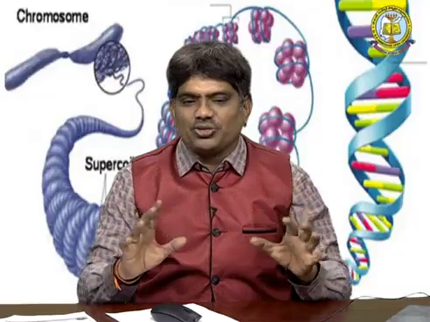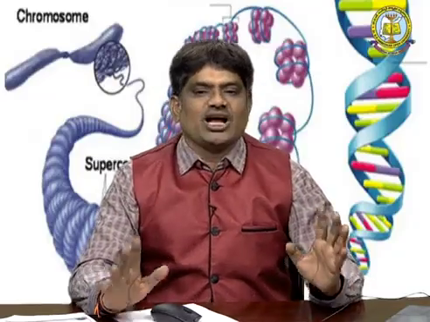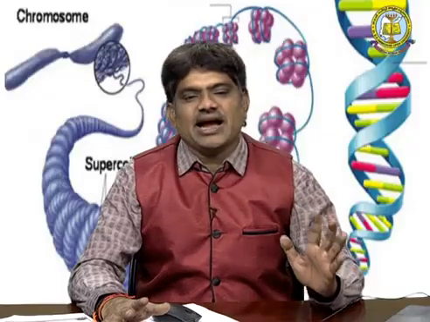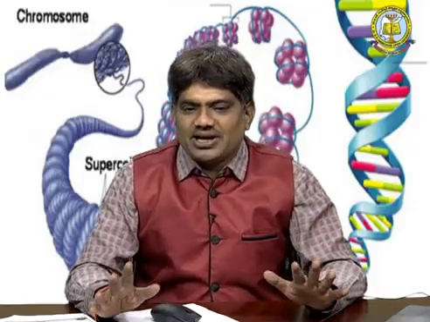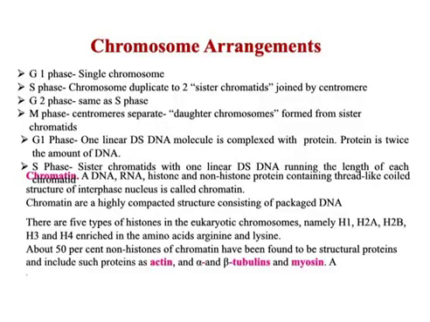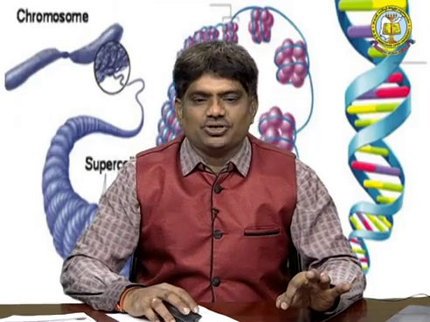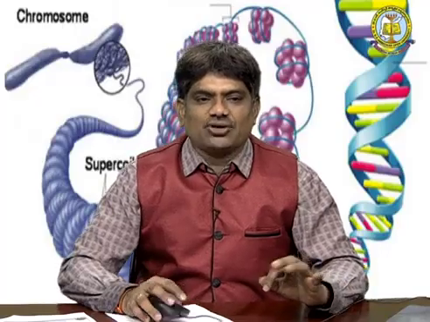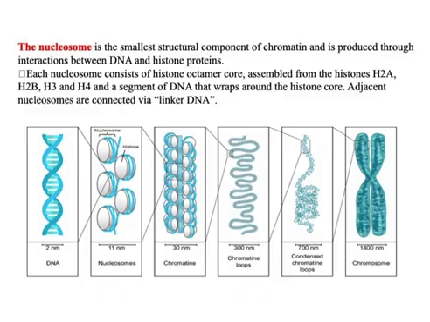The histone proteins are of 5 types: H1, H2A, H2B, H3 and H4. These 5 types of histone proteins are made of arginine and lysine, and 50% non-histone chromatin proteins are also present, especially actin, alpha and beta tubulin and myosin proteins. These are useful to bind the chromosome tightly. The smallest structural component of the chromatid, tightly coiled DNA with histone proteins, we call the nucleosome.